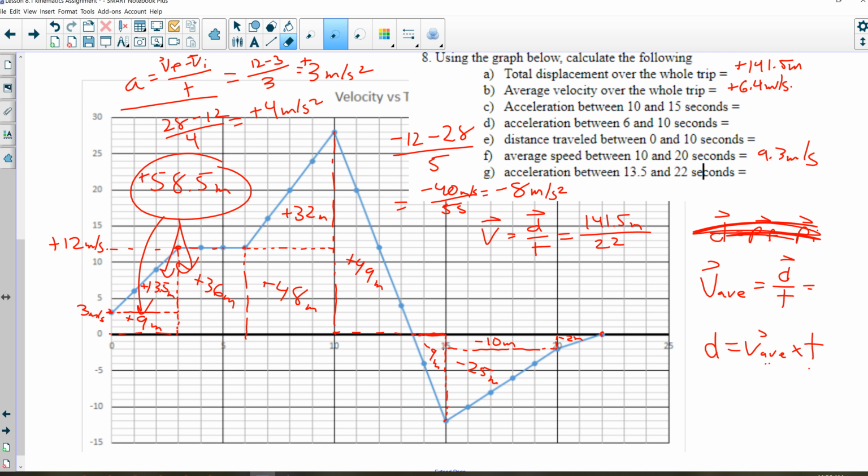And then acceleration between 13.5, that's right here, and 22 seconds. This is an easy one. What's the acceleration between 13.5 and 22? 0. Vf is 0, Vi is 0. 0 divided by anything is 0. So that one ends up being 0.